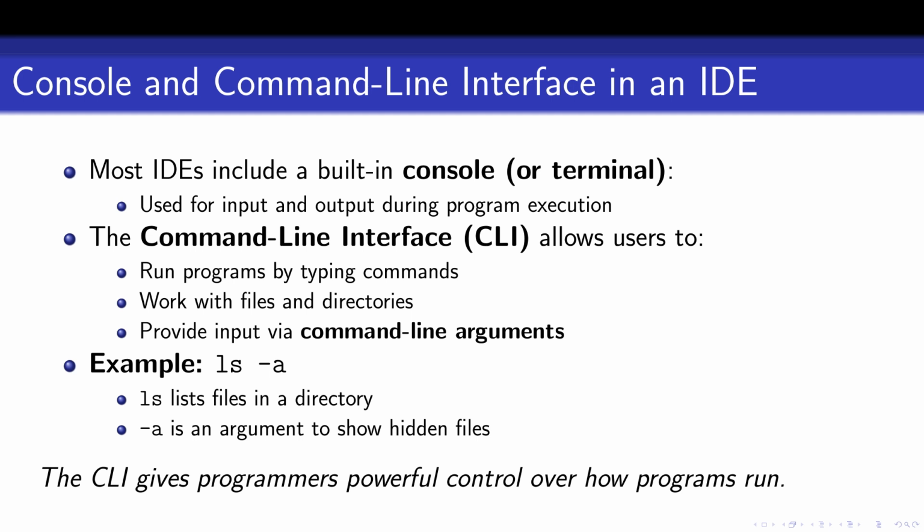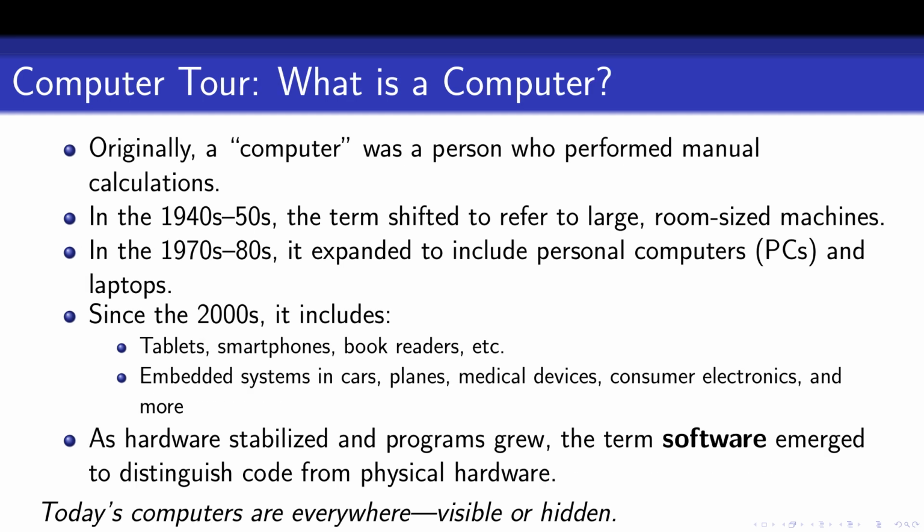One major benefit of the CLI is that it lets you pass command line arguments to your program. For example, a command like ls -a tells the system to run the ls program and include hidden files in the output using the flag -a. In your own programs, you can make use of arguments passed this way to customize behavior without changing your code. The CLI is a powerful tool, and learning to use it alongside your IDE will make you a more capable and efficient developer.